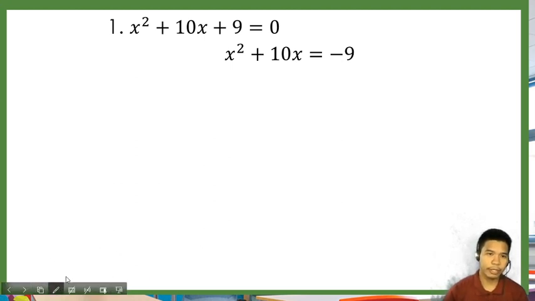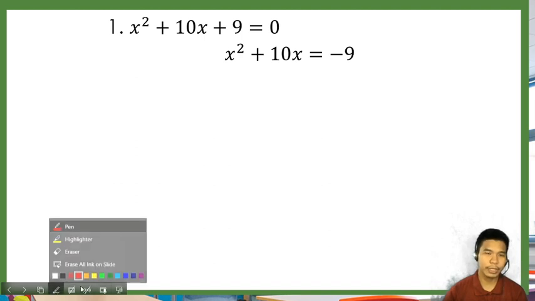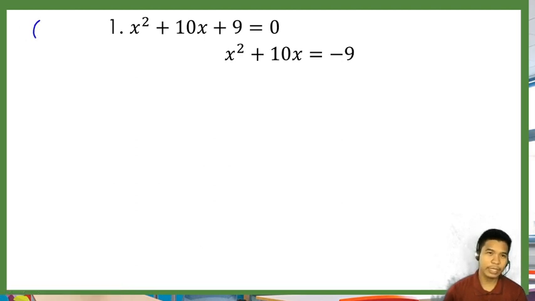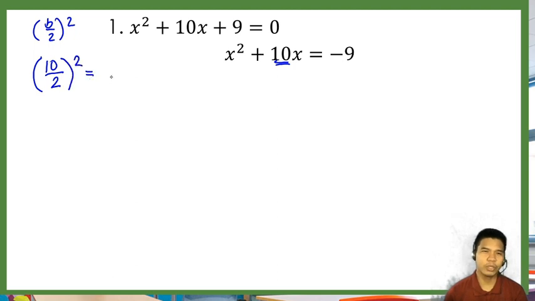Get the numerical coefficient of the linear term, that is 10. And then, follow lang natin yung sinabi kanina, yung (b over 2) quantity squared. So, substitute lang natin itong 10 doon sa b. So, that is quantity 10 divided by 2, or over 2, quantity squared. So, 10 divided by 2 is 5 and then quantity squared. So, 5 times 5 is equal to 25.